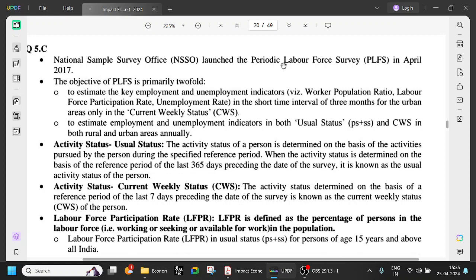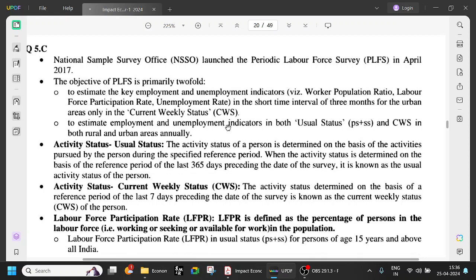The National Sample Survey Office launched the Periodic Labor Force Survey (PLFS) in April 2017. Fine, NSSO PLFS April 2017. The objective of PLFS is primarily twofold. To estimate the key employment and unemployment indicators, that is worker population ratio, labor force participation rate, and unemployment rate, in the short time interval of 3 months for urban areas only in the current weekly status.